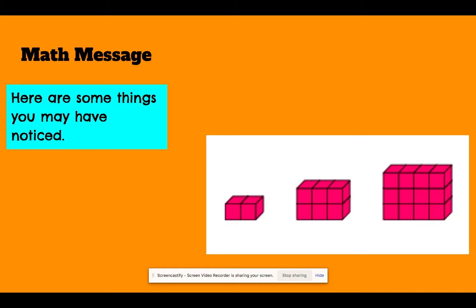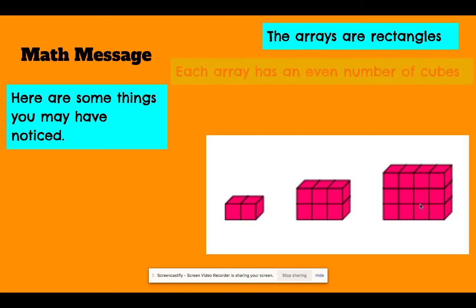So here's some things you may have noticed, and I should have told you to kind of pause the video and think about that. But anyway, here's some things you may have noticed. Well, for one, all these arrays are rectangles. All right. So as you can see here, these are all rectangles. Now, each array has an even number of cubes. That's something else you may have noticed.